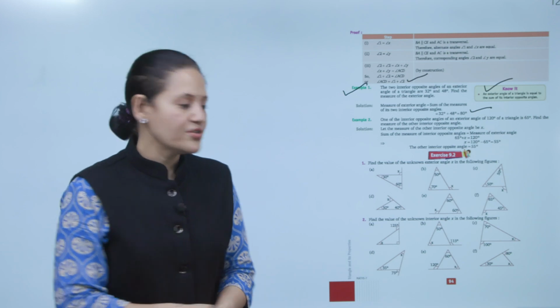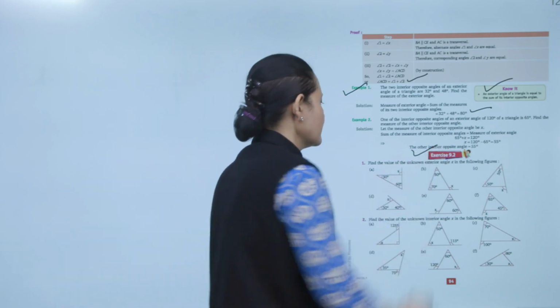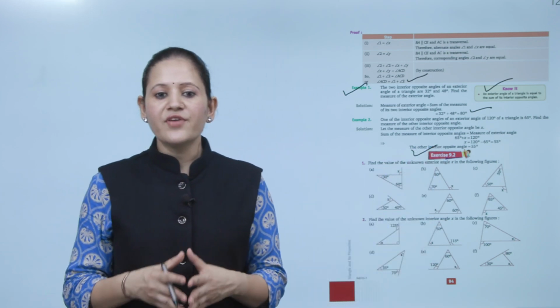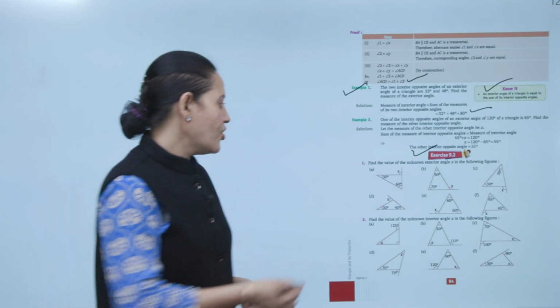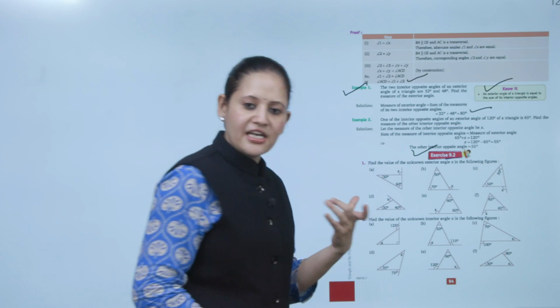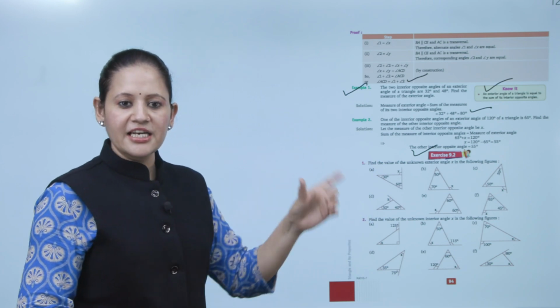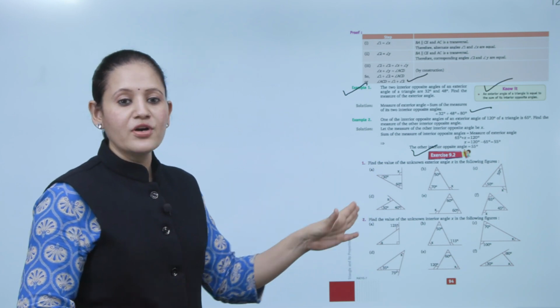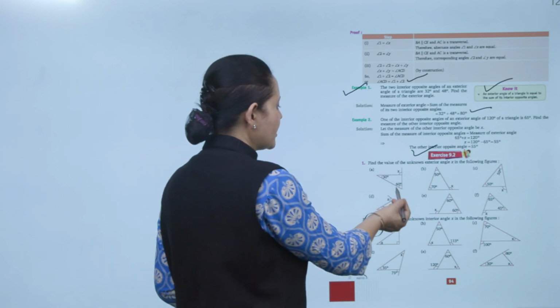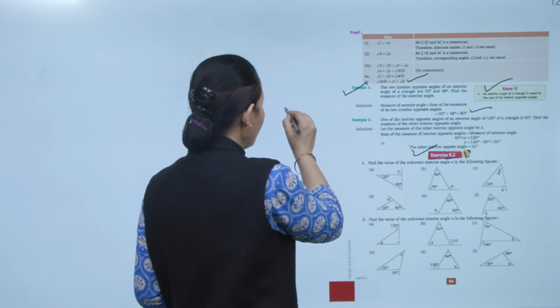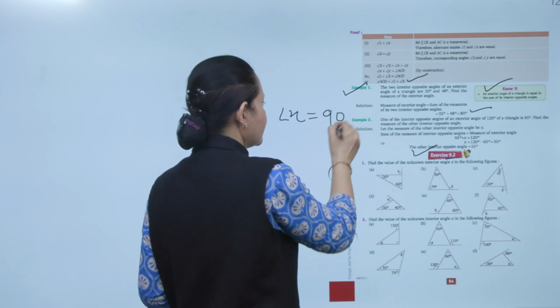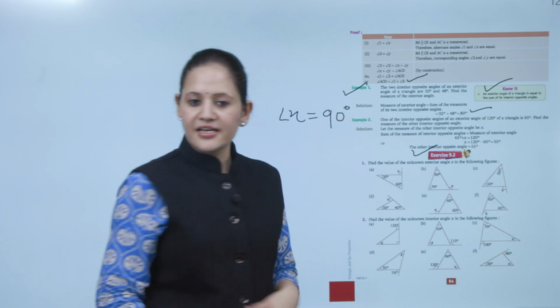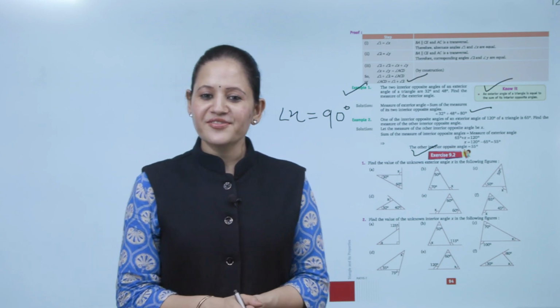Next is exercise 9.2. Find the value of the unknown exterior angle x in the following figure. As we know from the exterior angle property of a triangle, the exterior angle is equal to the sum of the two opposite interior angles. So 60 plus 30. So angle x equals 90 degrees. Clear? So practice all the questions of this exercise.